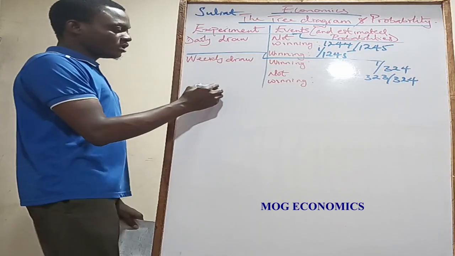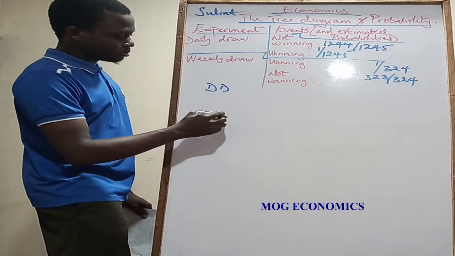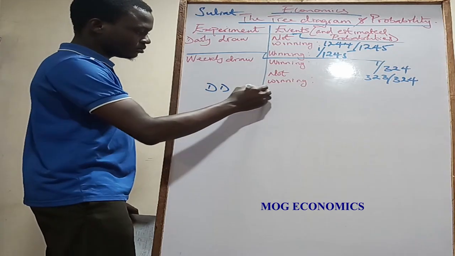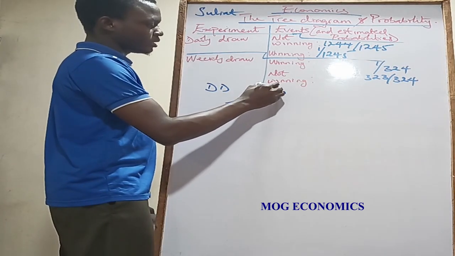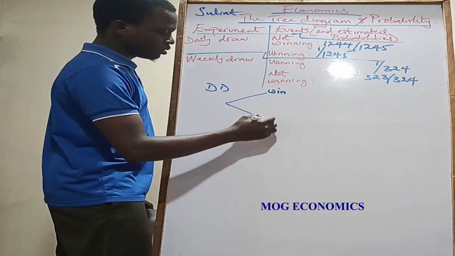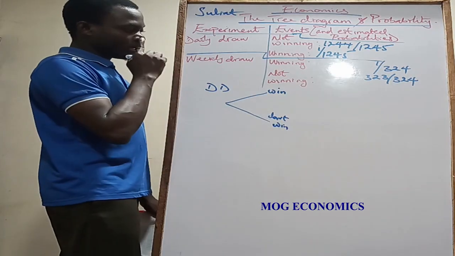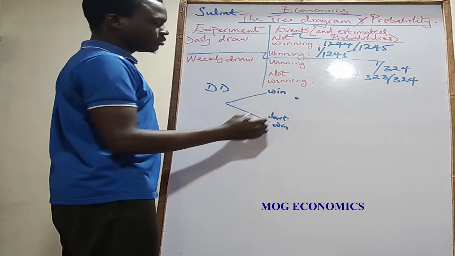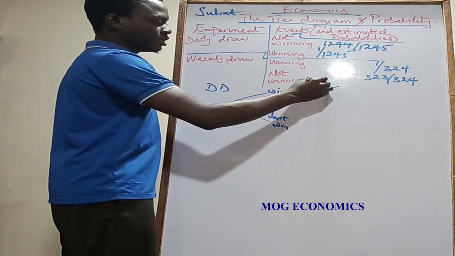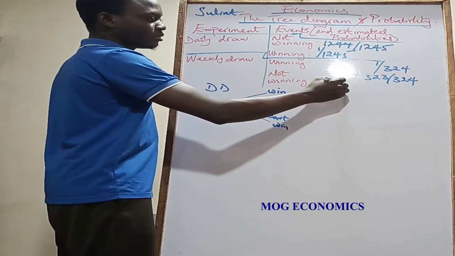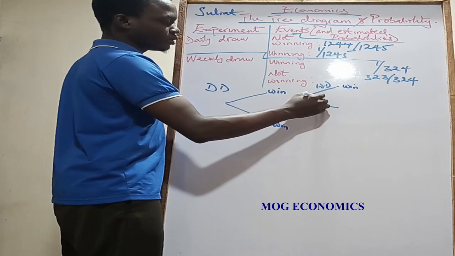So here we have the daily draw. Suliat can win it, and then it's possible that she does not win it, so she doesn't win. After this, we then have a weekly draw, which she can win, and which she may not win. We have not win.